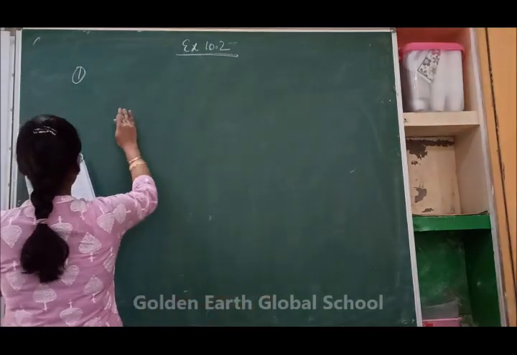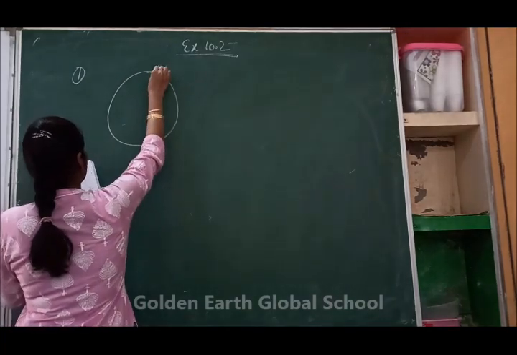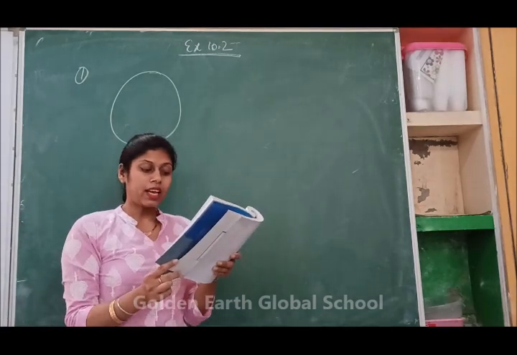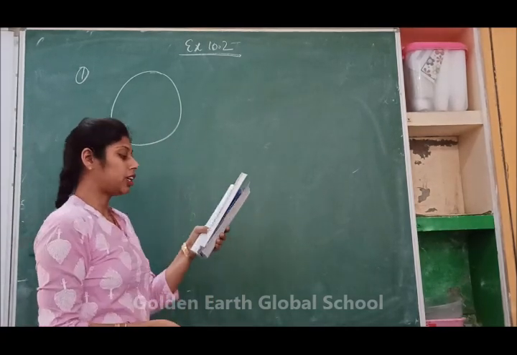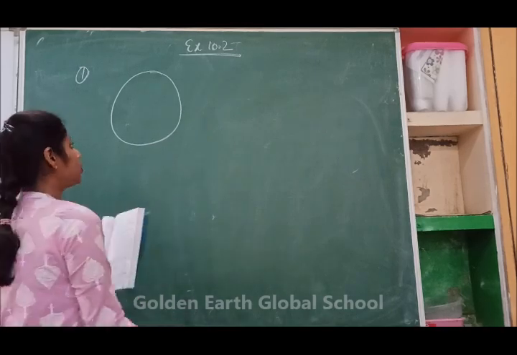First we draw the figure. This is a circle. From a point Q, the length of tangent to the circle is 24 centimeter. Distance of Q from the center is 25.